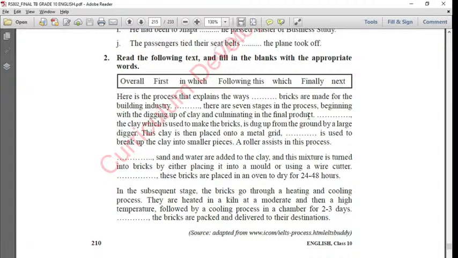And then following this, the clay which is used to make the bricks is dug up from the ground by a large digger. This clay is then placed on the metal grid. Finally, it is used to break up the clay into smaller pieces. A roller assists in this process.